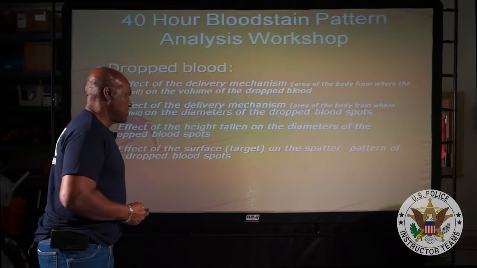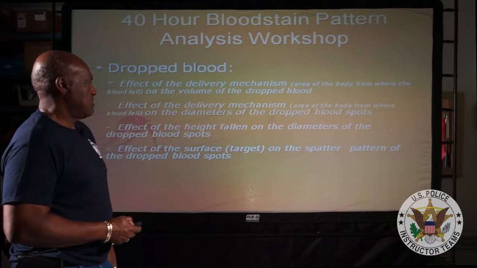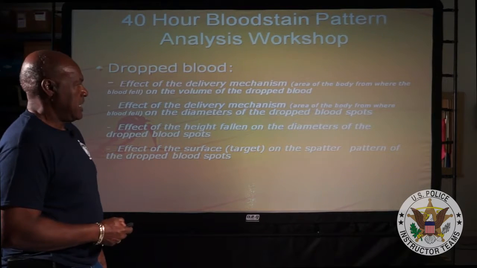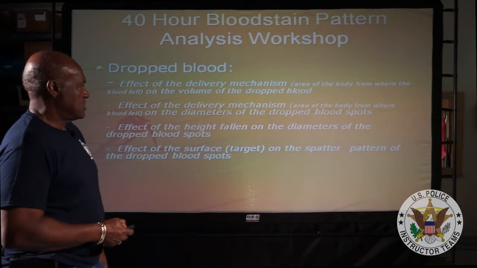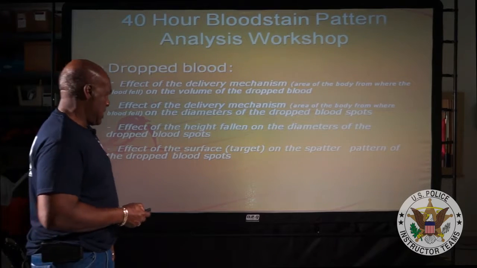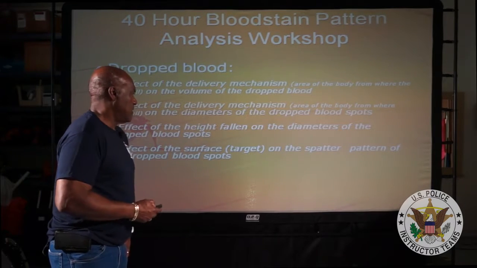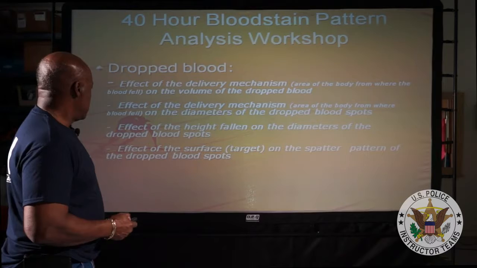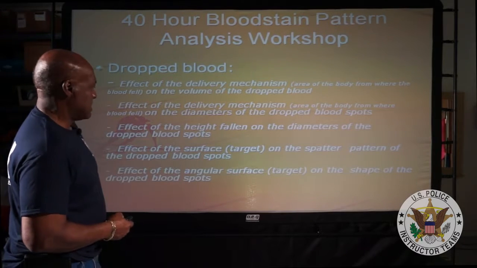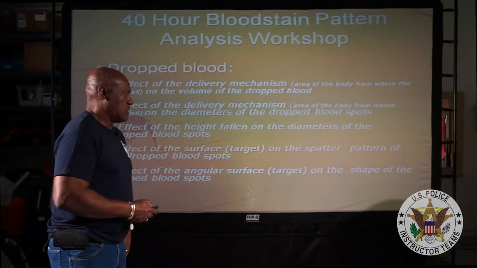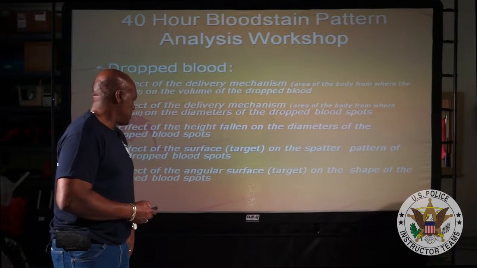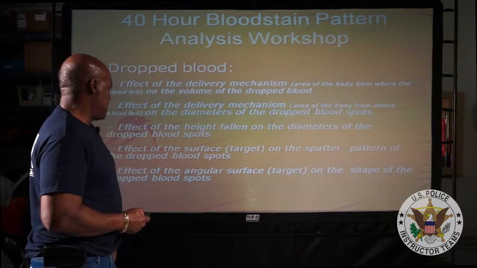And the effect of the surface, the target surface on which the blood fell. And each target is different. So some are smooth, some are hard, some are soft, and some are absorbent. So they have different patterns. And the effect of angular stains. The angular stains are what's going to be important in doing a blood stain pattern analysis reconstruction.